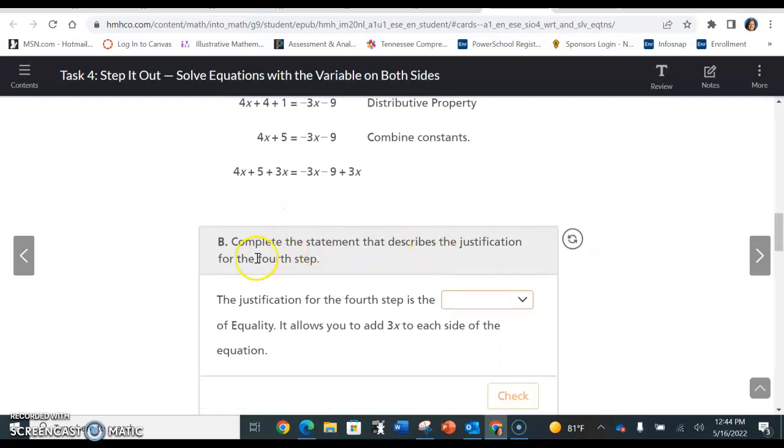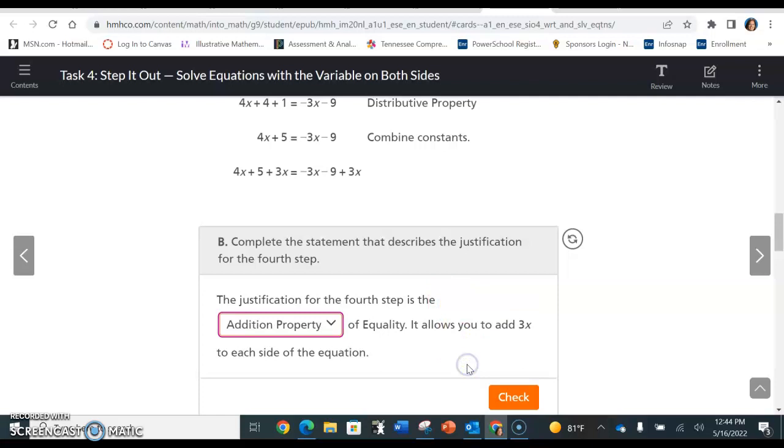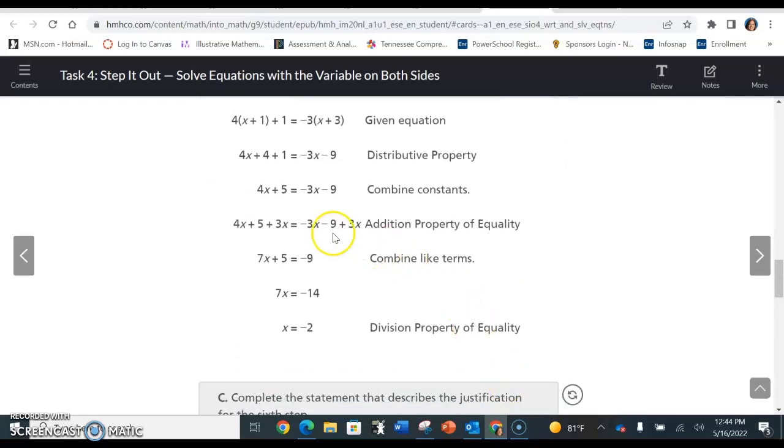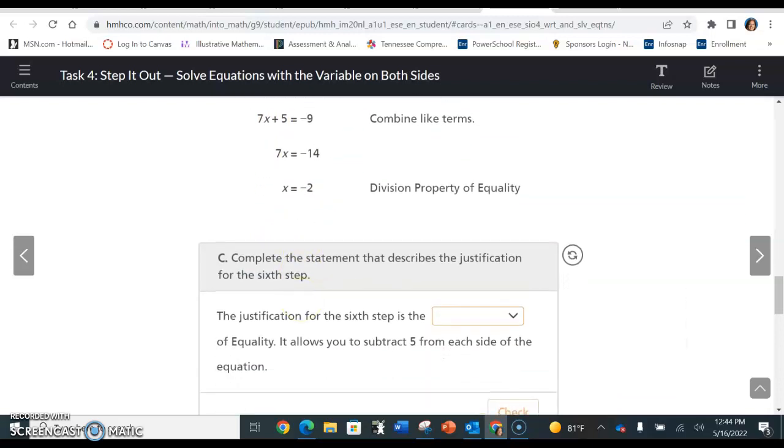So it says complete the statement that describes the justification for the fourth step. The justification for the fourth step is the addition property of equality. It allows you to add 3x to both sides of the equation. All right, once you do that, now you can combine like terms. 4x plus 3x is 7x. Bring down my 5. The negative 3x and the 3x cancel, like I said before, and bring down the negative 9. The only thing left to do is subtract 5 from both sides. That would be subtraction property of equality. And then divide both sides by 7 to get negative 2.